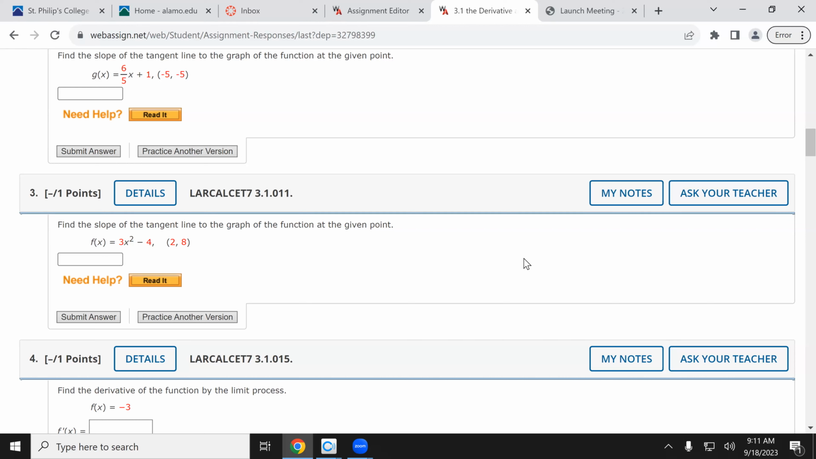The limit process. You already have this, the y-intercept form, okay? That means this is the slope, but this one is different. This is 3x squared. So in section 3.2, we're going to learn an easy way to find the slope, which is the first derivative. But now we have to use the limit process. The limit process, let's do it here.